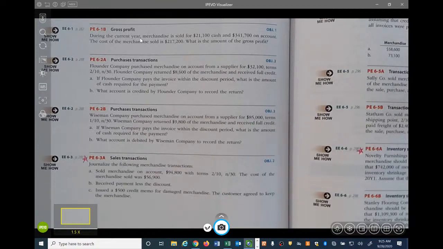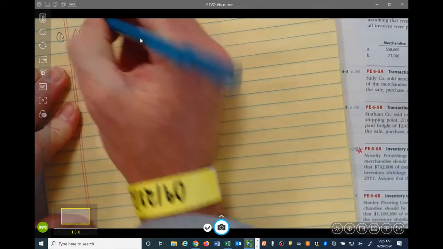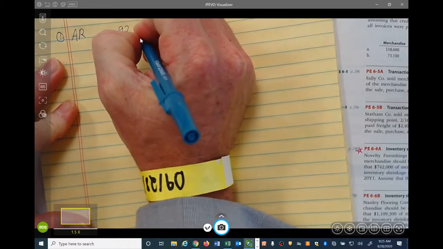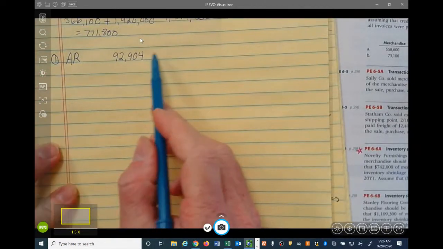That would be $94,800 times 0.98, right? Or 94.8 minus 94.8 times 0.02. Either way you want to go about it, we just want 98% of that value. So we're going to have an accounts receivable of $92,904, okay? And how do we find the $92,904 again?